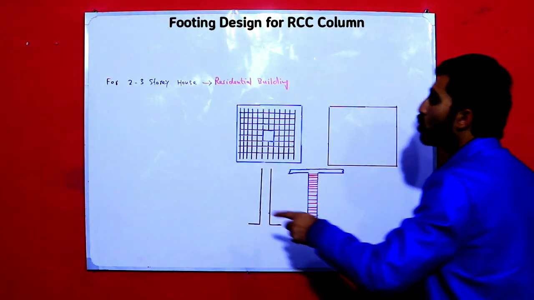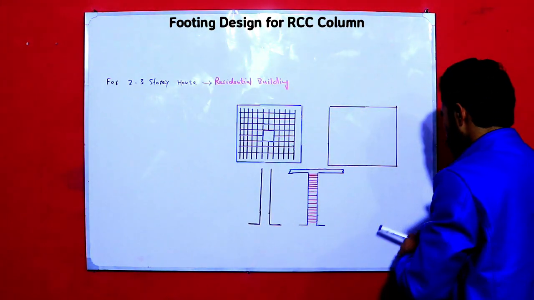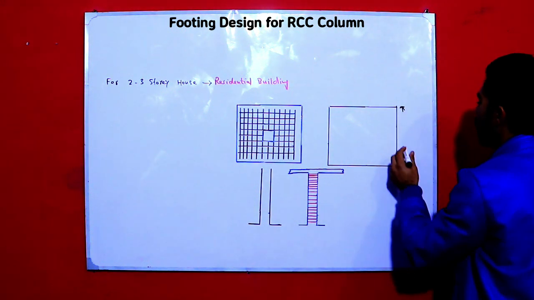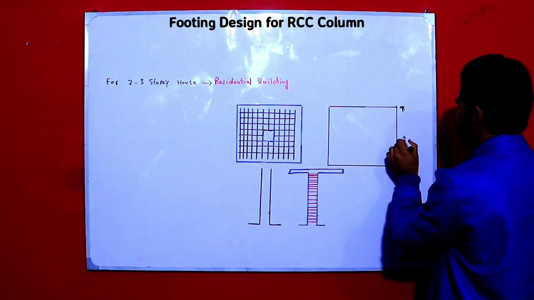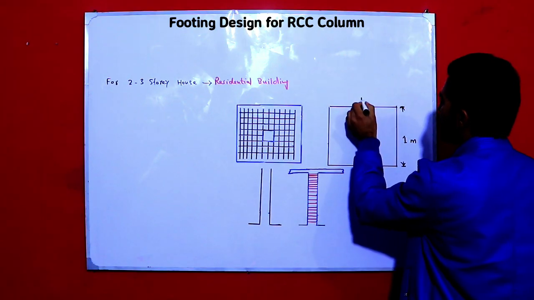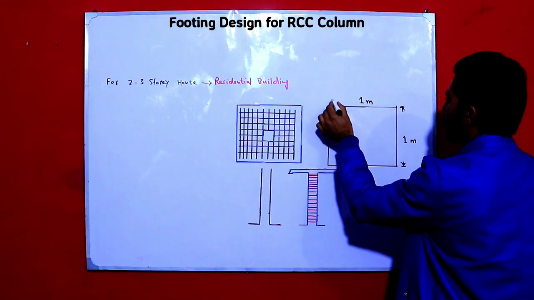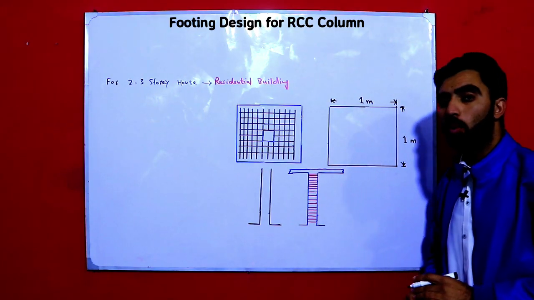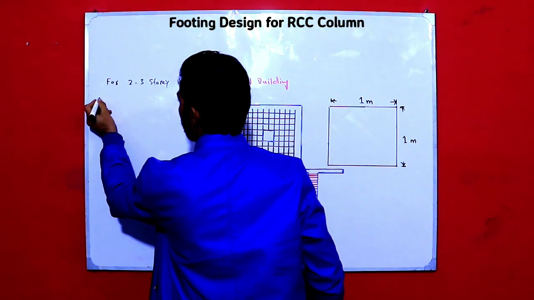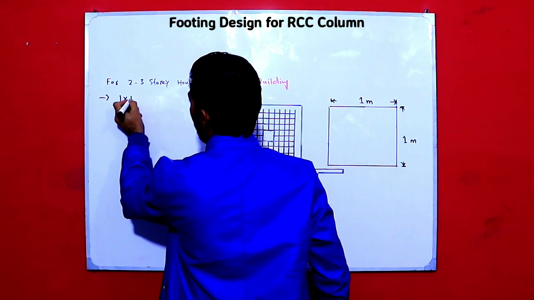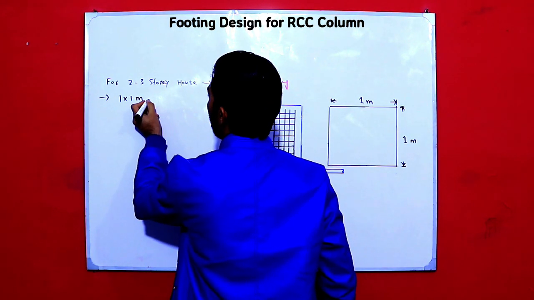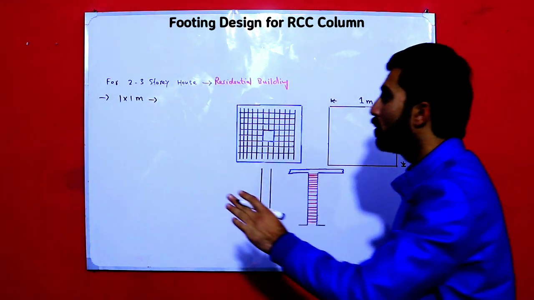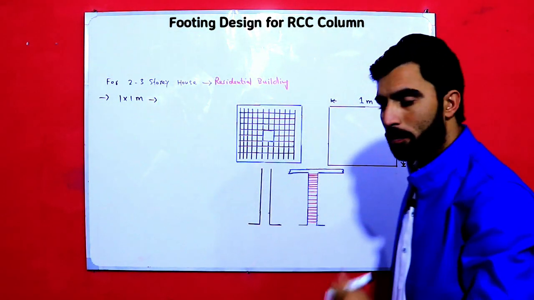experience. Guys, for a 2 to 3 story residential house, you can decide the size of footing about 1 meter. 1 by 1 meter you can take as the size of footing. For square or isolated footing you can decide 1 by 1 meter. You can decide 1 by 1 meter size of footing for normal residential buildings from 2 to 3 stories.